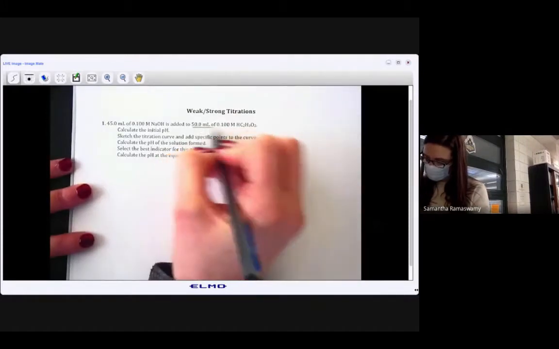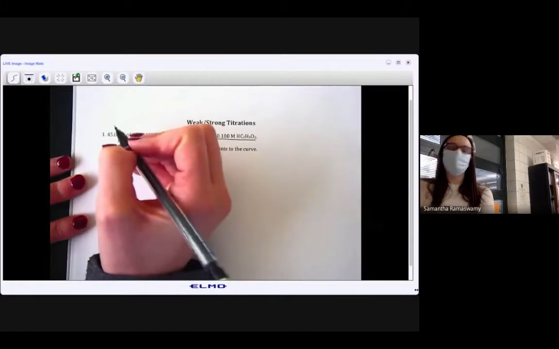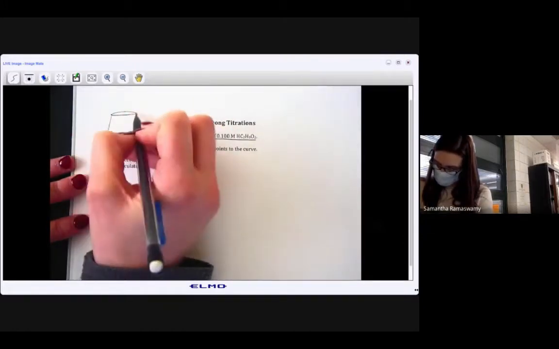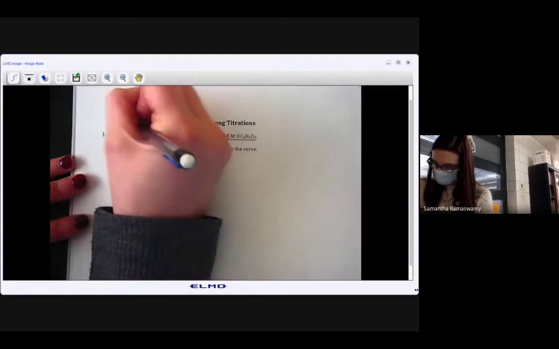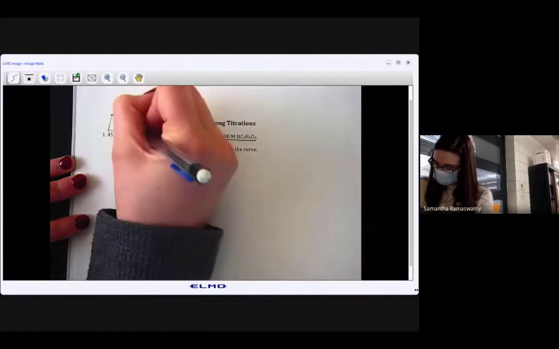So I'm going to start by just thinking about what this is telling me. Here's my acetic acid information. So I'm going to think about what's in the beaker. That's really important with titrations. So it tells me that in this container, I had 50 milliliters of 0.1 molar acetic acid.